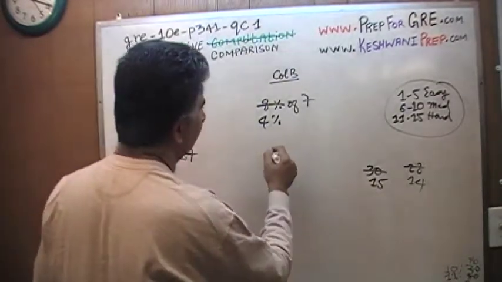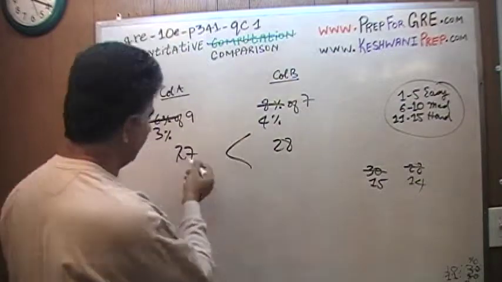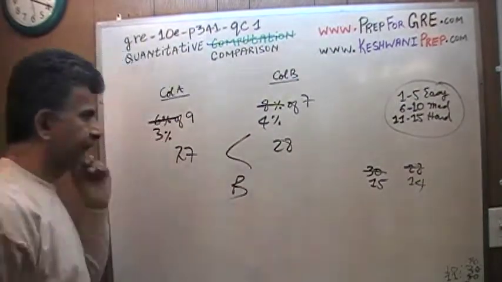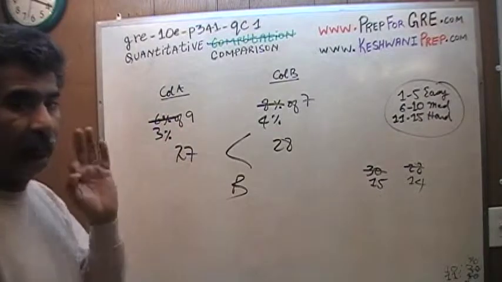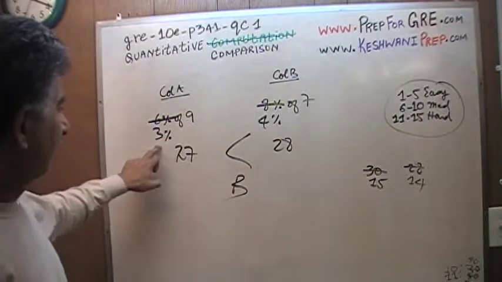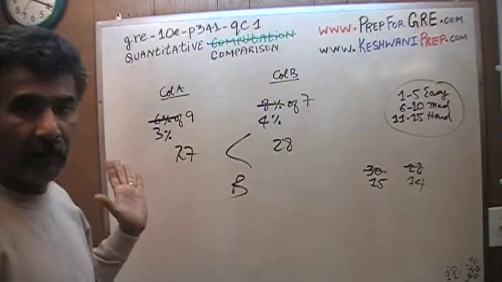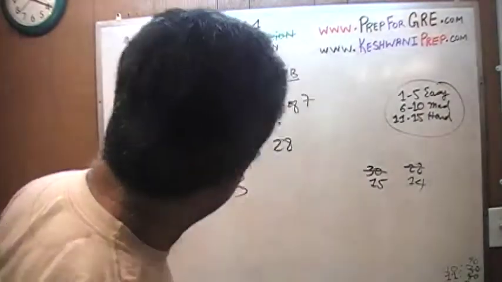4 times 7 is 28. There, voila, 28 is bigger than 27. The answer is B. That's all. And what I did by multiplying 3 times 9 is, in the process, instead of, I'm multiplying both columns by 100. You see? If you like, I can show you the steps.